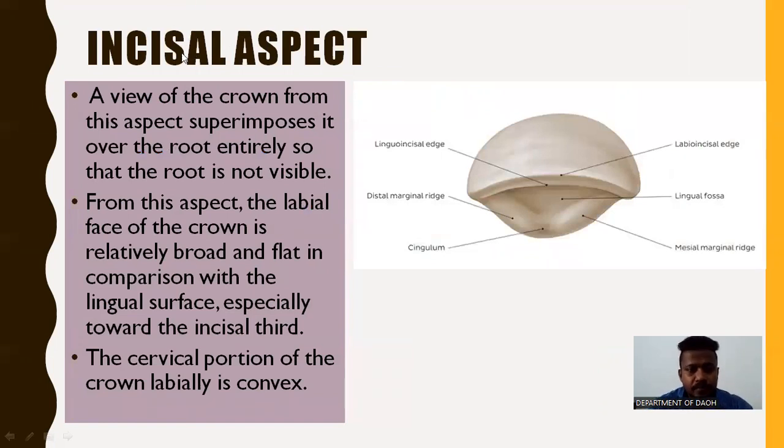Incisal aspect. A view of the crown from this aspect superimposes it over the root entirely, so the root cannot be seen through this aspect. From this aspect, the labial face of the crown is relatively broad and flat in comparison with the lingual surface. And the cervical portion of the crown labially is convex. You can see here, the labial is convex.